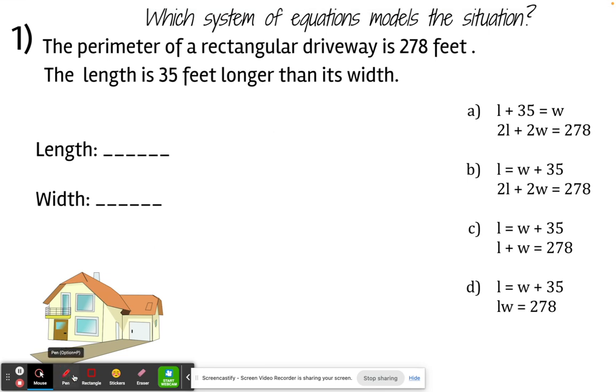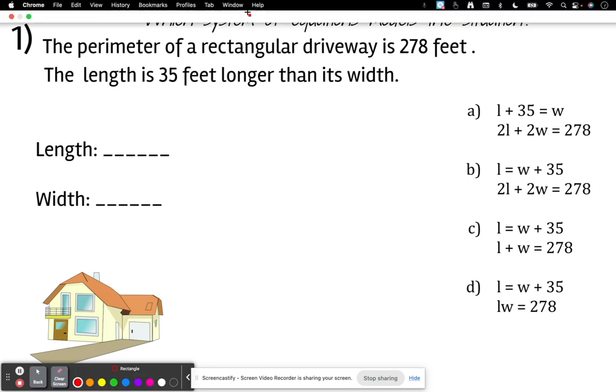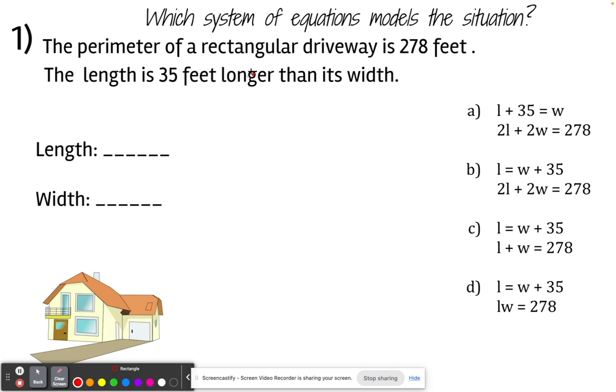So let's look at our first example. It says we have a rectangular driveway that has a perimeter that is 278 feet. Now remember, the perimeter is the distance around. So I have my rectangular driveway right here, and it says my perimeter is 278. Well, let's think about perimeter. I have my length, and I have my width.